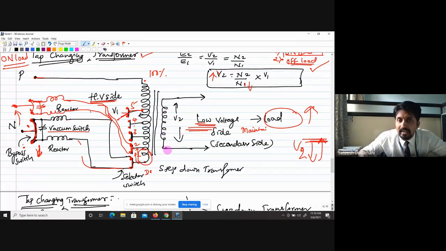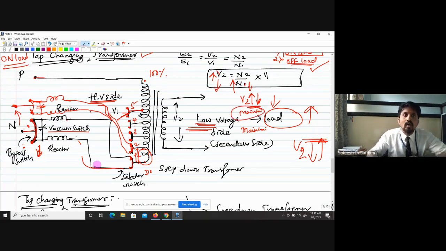If we go from 5 to 4, 4 to 3, 3 to 2, or 2 to 1, then what happens? N1 is increasing. So V2 will be decreasing. Why will V2 be decreasing? At that time the load will be less and V2 will be more, and we have to reduce this V2 to maintain the constant voltage. This is how the on-load tap changing transformer works.